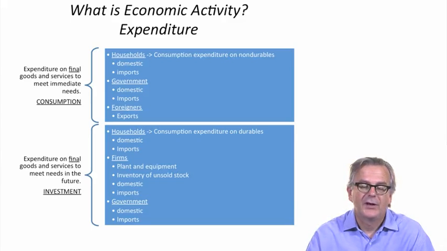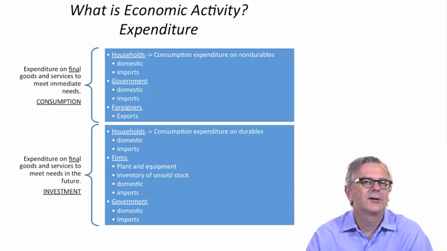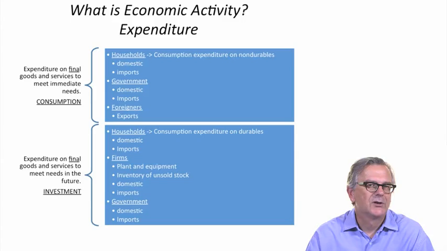Firms become important here. Firms don't undertake any consumption expenditure. Their expenditure is all in the form of investment, because when firms purchase goods and services, it's always going to be with a view to how this will relate to production going forward into the future. Now, firms' investment consists of purchases of plant and equipment, but also inventory of unsold stock, which I'm going to come back to shortly because it's a bit tricky, I think, to see how this fits in.